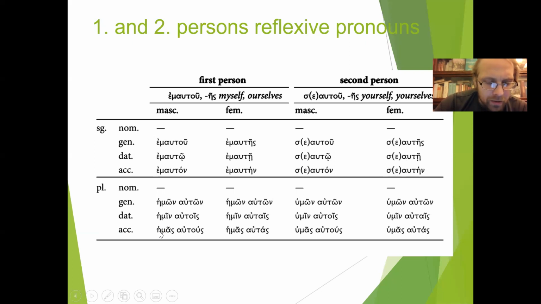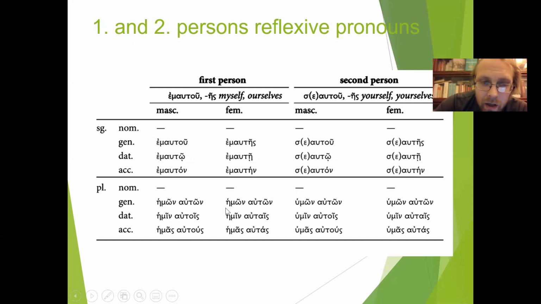Turning to the plural forms, we may note that these actually consist of two regular personal pronouns placed next to each other. The one consisting of a first person or second person plural personal pronoun, and the other of a third person plural personal pronoun. So if we begin with the first person again, we have here in the masculine genitive hemon auton, then in the dative hemin autos, and in the accusative hemas autus.